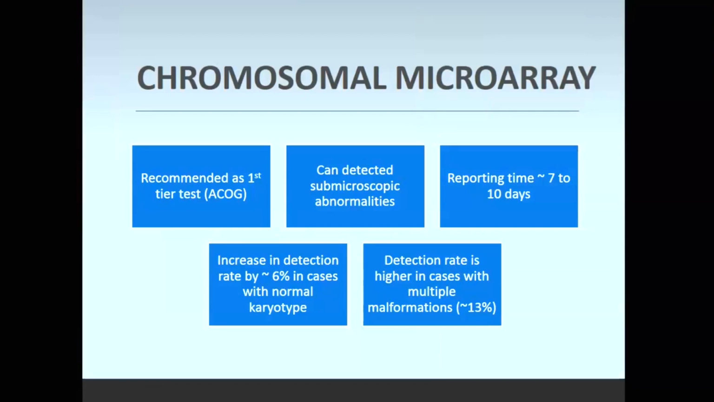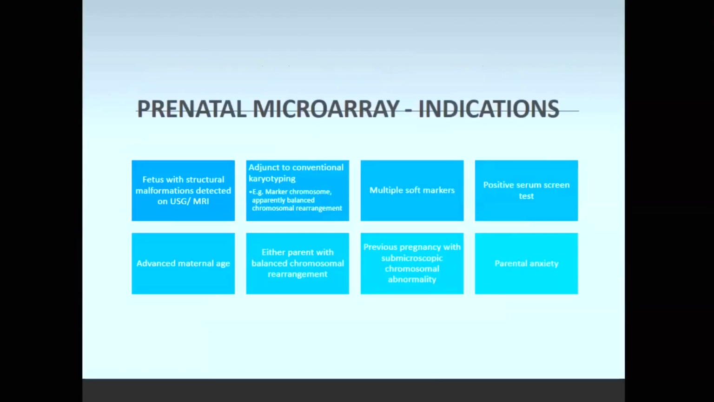Now coming to chromosomal microarray, it is now recommended as a first tier test by ACOG because it can detect some microscopic abnormalities. Reporting time is around 7 to 10 days. In cases of normal karyotype, the increase in detection rate is up to 6%. In case of multiple malformations, the yield is increased in about 13% of cases.